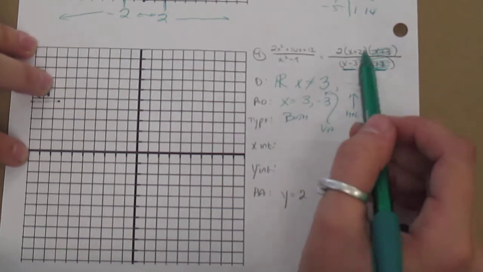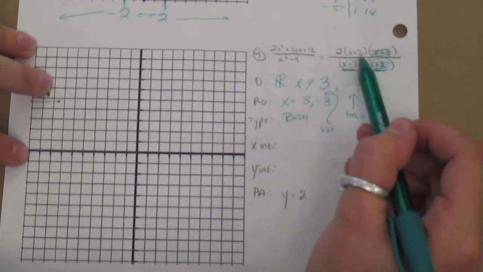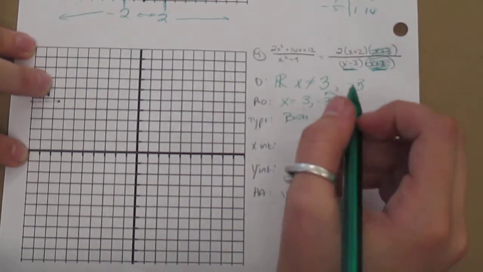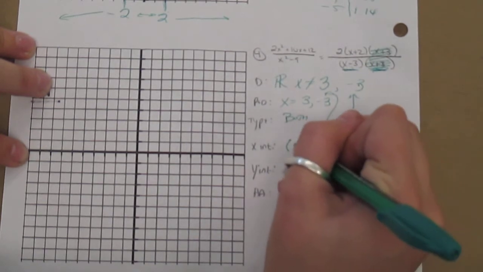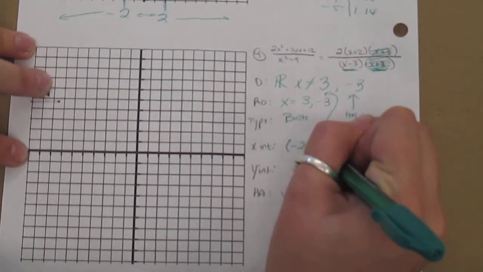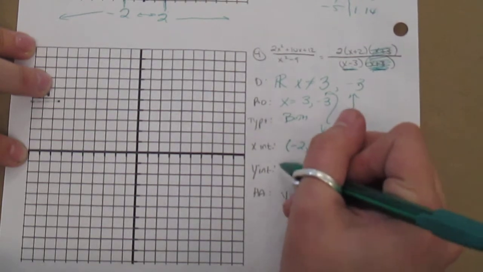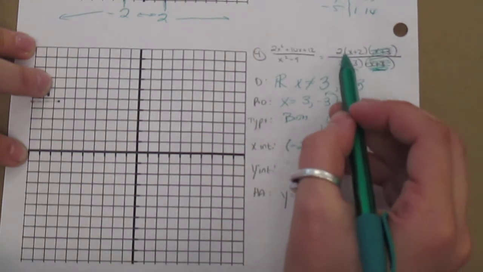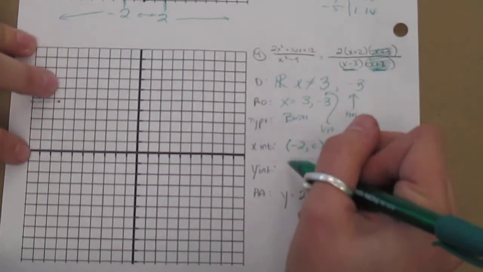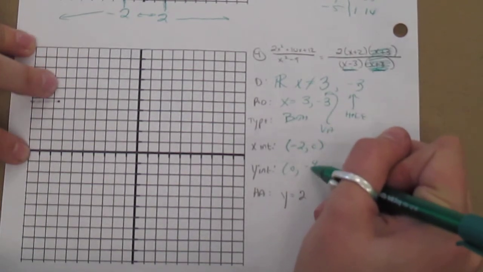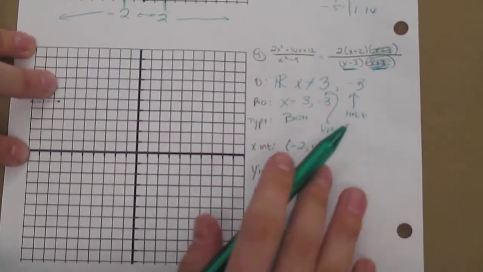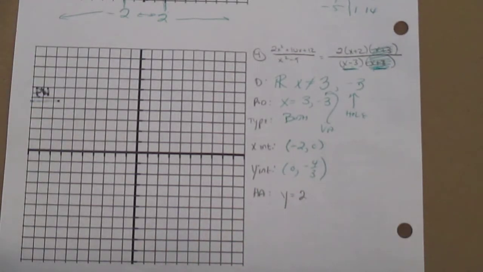Now the x-intercept, you're going to set the numerator equal to 0. Okay? When you do that, you get the x-intercept of -2, 0. When you plug in the y-intercept, you're plugging in 0 for all the x's, so you have 2 times 2 is 4 over -3, so -4/3. Okay, and your horizontal asymptote is y equals 2.